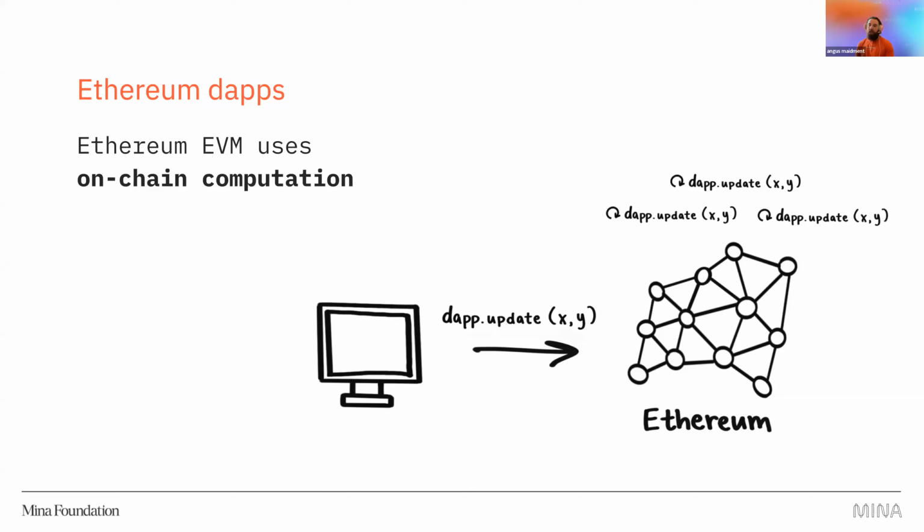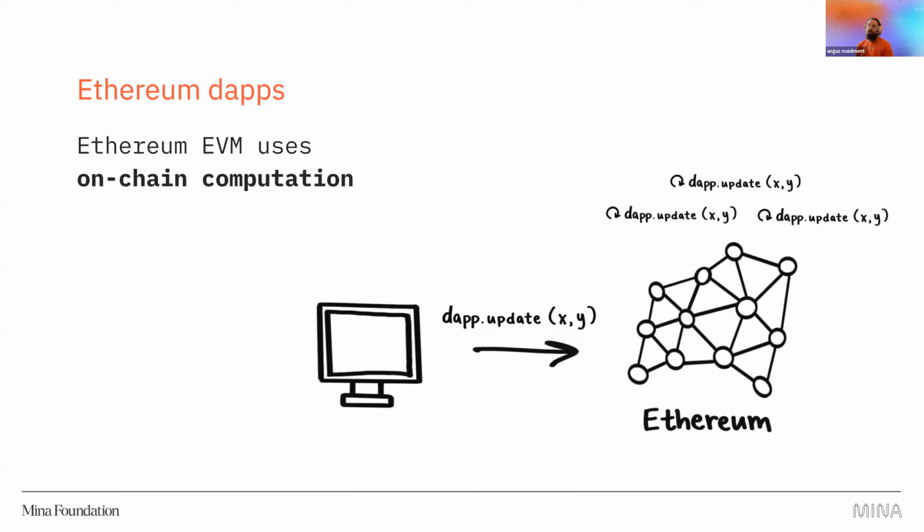So to understand how you can build ZK apps, it's good to compare it to other blockchain models that you might be familiar with to start with. So we've talked about the EVM, right? And the EVM uses on-chain computation. If you've ever done any EVM development, you'll probably be familiar with this.